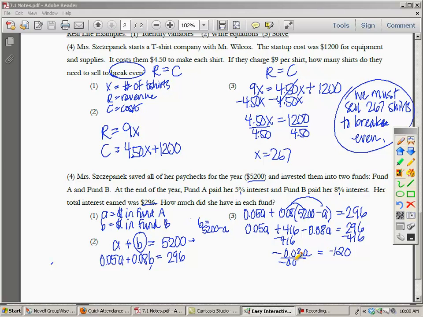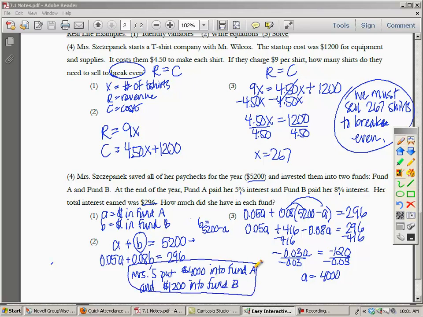When I divide by negative 0.03, I get that A is 4,000. And again, my goal, because it's a story, is to have a story answer. So we want a story answer. Mrs. S put $4,000 into Fund A. And, well, if I put 4,000 in A and it equals 5,200, then I put 1,200 into Fund B.